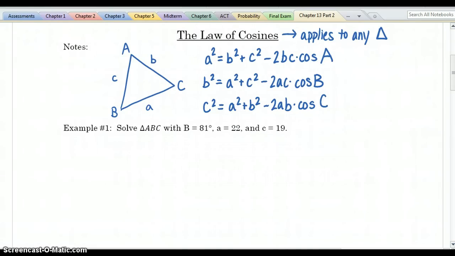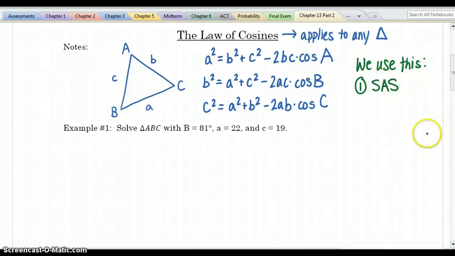Just like law of sines, law of cosines has certain situations that you need to use law of cosines instead of law of sines. Okay, so we would use this if you were given a side angle side triangle. So if you were given two sides with the included angle, that's when we would use law of cosines. And the other situation is if you were given side, side, side, all three sides.